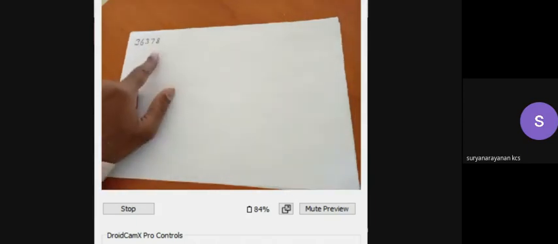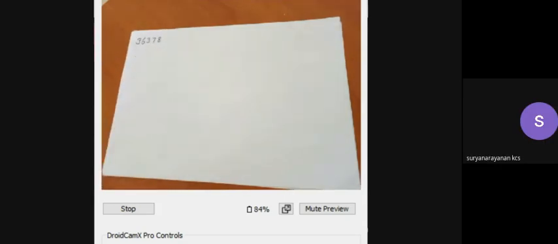Is this number divisible by 5 or not? No, it is not divisible by 5. Why is this number not divisible by 5? Tell me the reason, Janesh. Because the ones digit is 8.